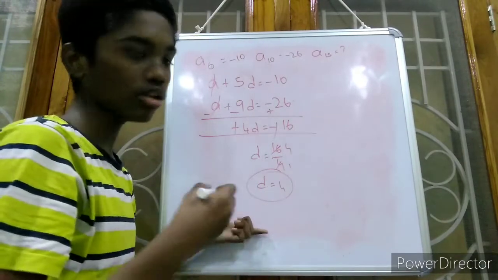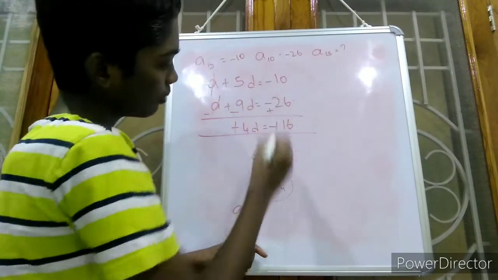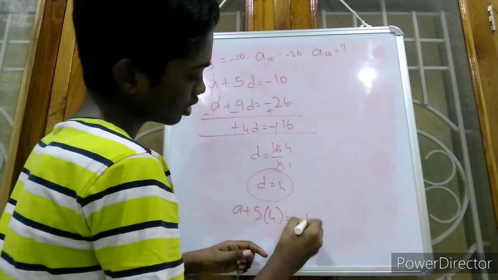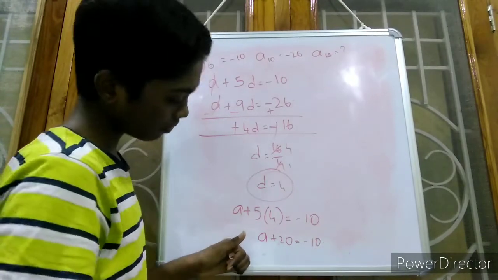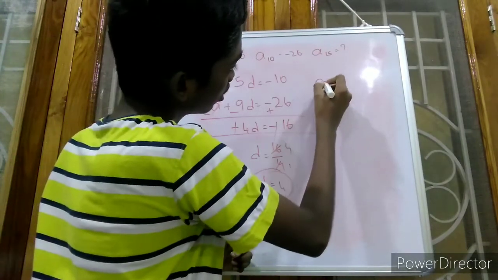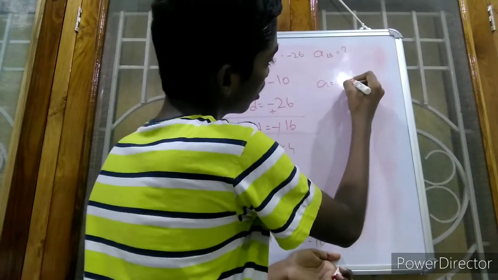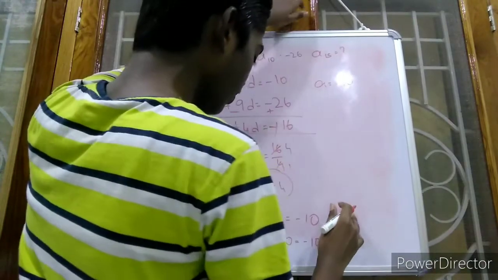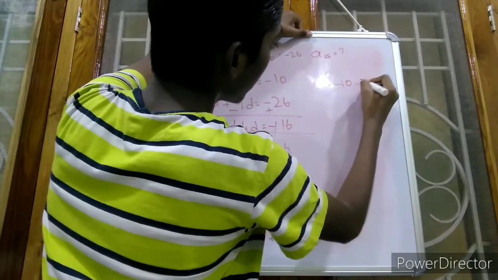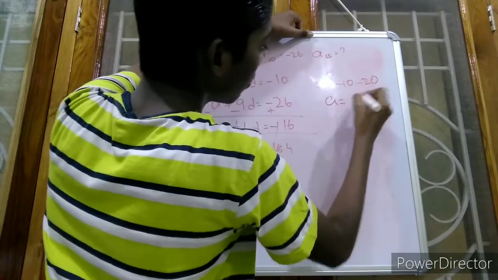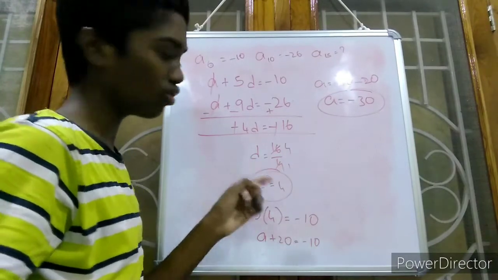Now we need to find the value of A by substituting the D value in the first equation. A plus 5D. In place of D we can write 4, which equals minus 10. 5 fours are 20. A plus 20 is equal to minus 10. So A is equal to minus 10 as it is, and when we transpose plus 20 to the right hand side, it becomes minus 20. So A is equal to minus 10 minus 20, that is minus 30. We got the A value as minus 30 and D value as 4.